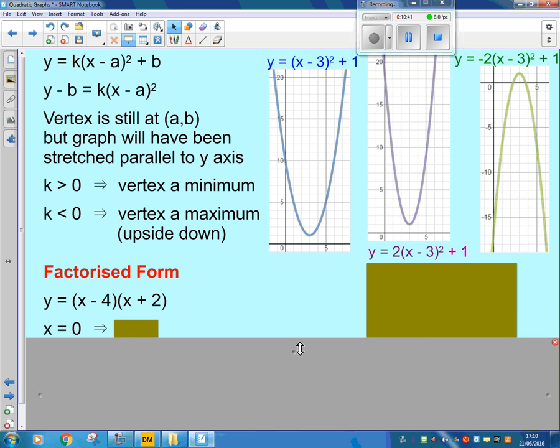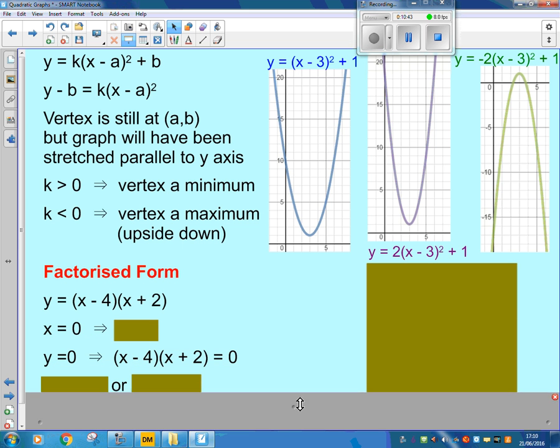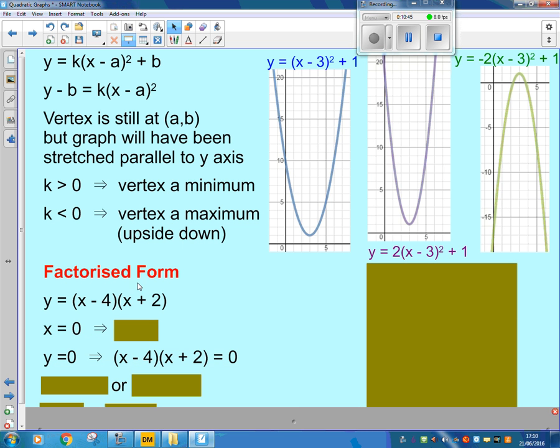Now that's in the completed square form. You can also have the graphs in the factorized form. So let's say we wanted to sketch y equals x minus 4 times x plus 2. Well, let's find our intercepts. If x is 0, then you get y is minus 4 times plus 2, which is minus 8. So the y-intercept is where x is 0, and the y-intercept will be minus 8.